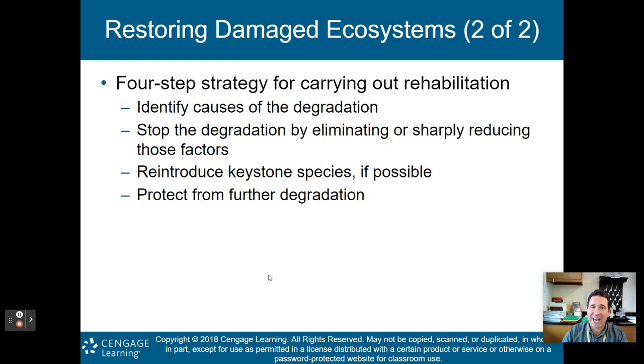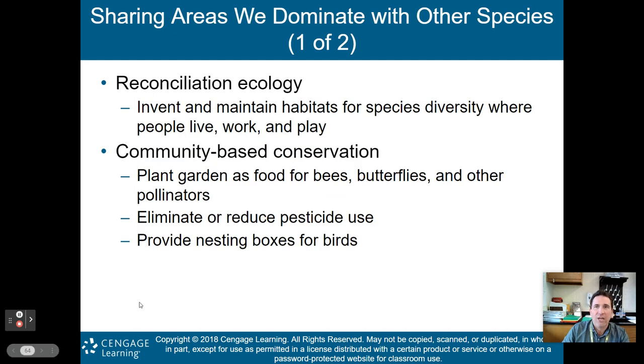Here are your four-step strategies for carrying out rehabilitation. Identify the cause of the degradation. Stop it by eliminating or sharply reducing those factors. Reintroduce the keystone species if possible. And then obviously protect from further degradation.